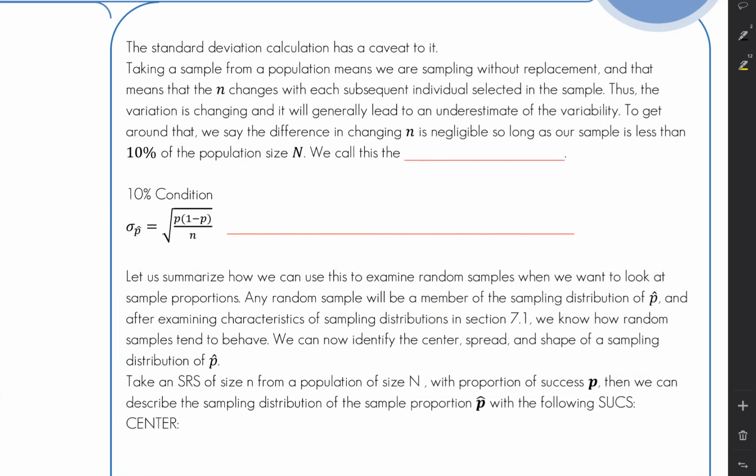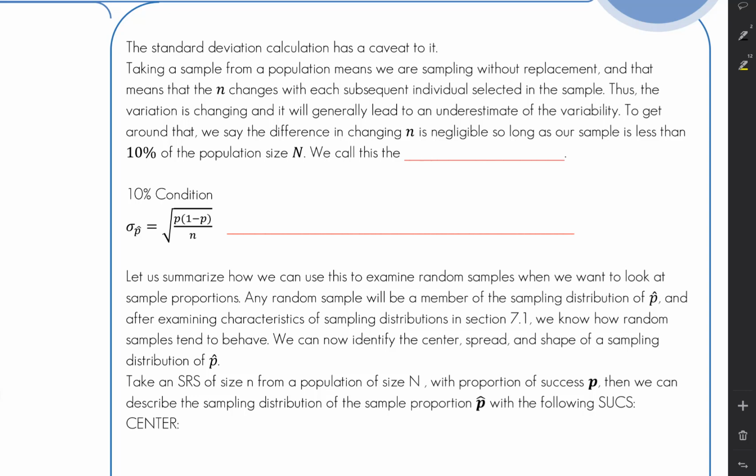Alright, so before we actually summarize, we need to look at the standard deviation because it does have one caveat to it. Taking a sample from a population means we are sampling without replacement, and that means that n, the denominator, is going to be changing with every single subsequent individual selected in the sample, right? Every time we take one individual, that denominator is going to decrease just a little bit. Thus, the variation is changing.